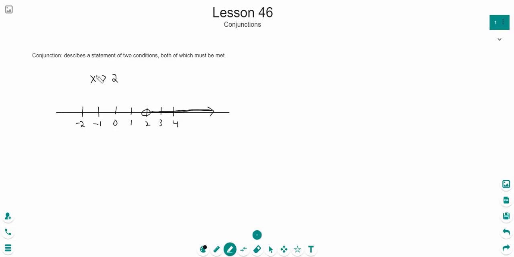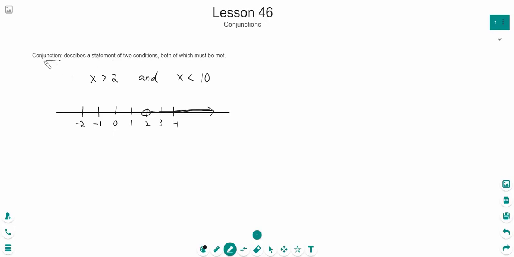So this is where we are taking a variable and putting one condition on it, and the condition is that it has to be greater than 2. But sometimes we might want to add a second condition to that variable. So let's say we're saying that x is greater than 2 and x is less than 10. Okay? So we're adding a second condition to the variable x. And that is what a conjunction does.